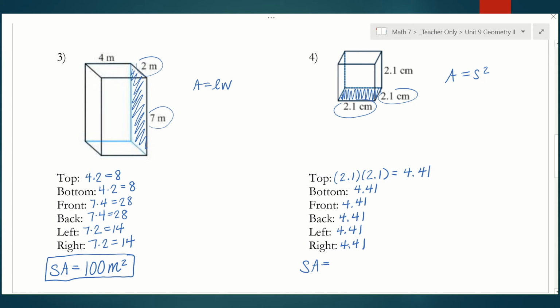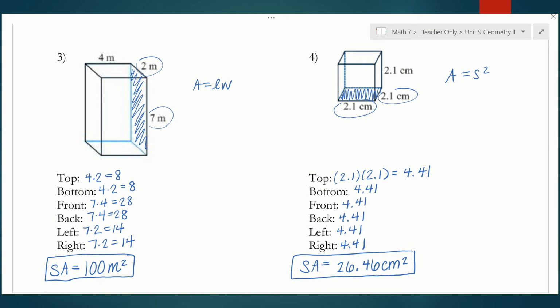Okay, so I have to do 4.41 times 6, or add it together 6 times, and I should be getting 26.46 centimeters squared. All right, hopefully you guys are following along okay with that.